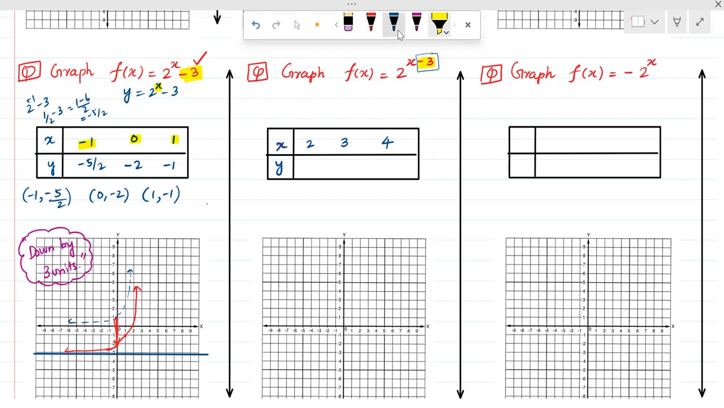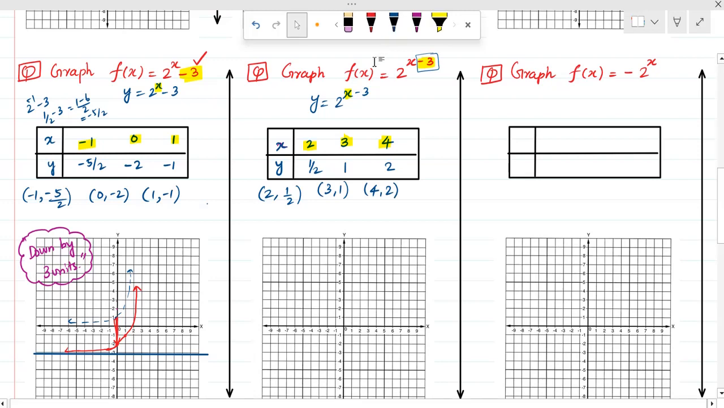Now I just substitute the value here. y equals 2 power x minus 3. So I just substitute the x value. When I substitute 3, 3 minus 3 is 0, 2 power 0 is 1. When I substitute 4, you will get 2. When I substitute 2, it is half. So I got the coordinates: 2 comma half, then 3 comma 1, 4 comma 2.